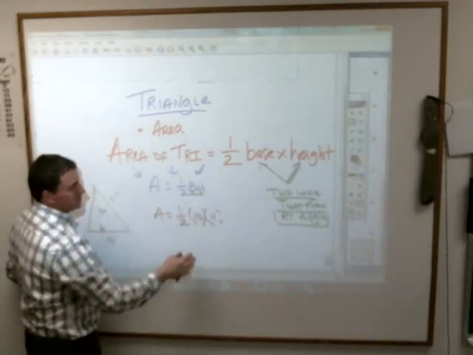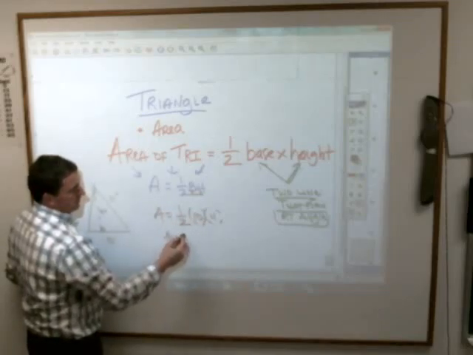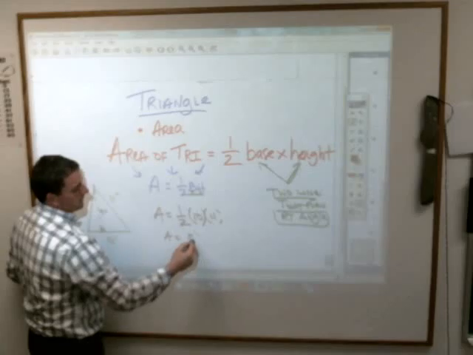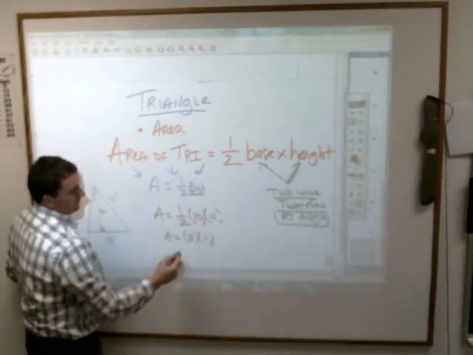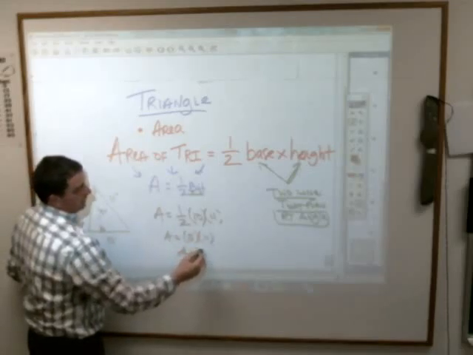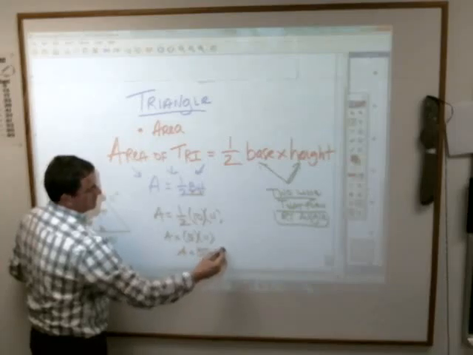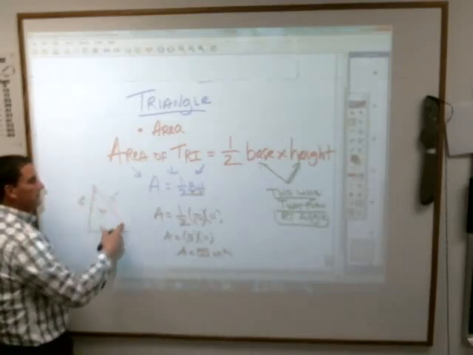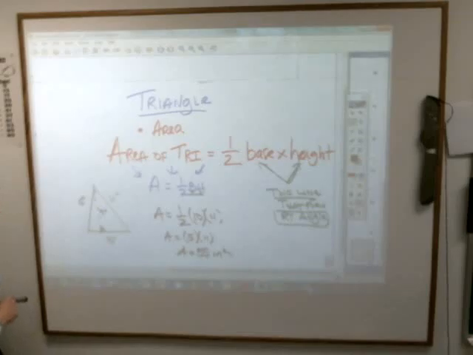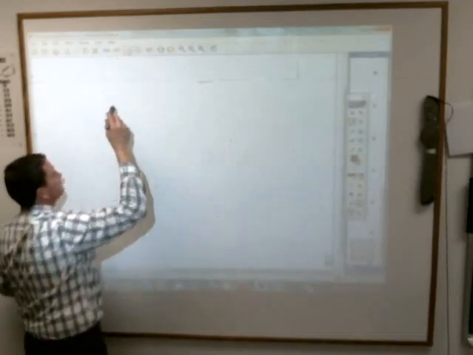Make it as easy as possible. It's easy to take 1/2 of 10. So 1/2 of 10 is 5. If I multiply 5 times 11, I get 55 inches squared because it's area and it's inches. I can tell you're very excited about that.